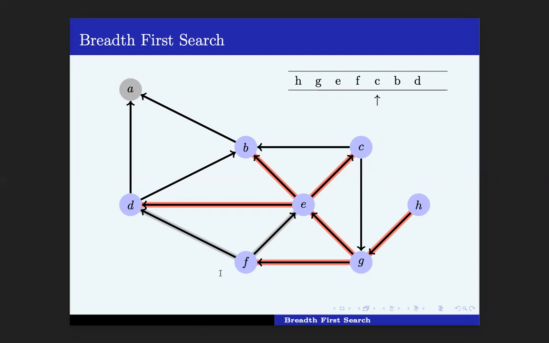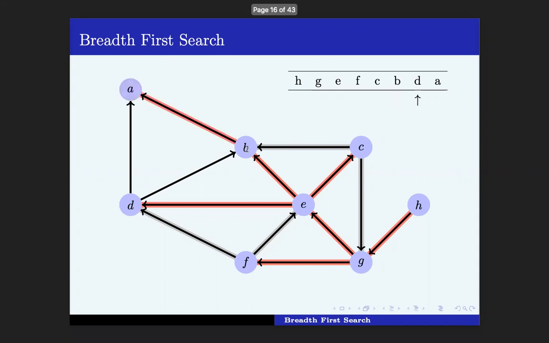Now I go to level 3. Which vertices are there? C, B, and D. I'll go to C first. C has 2 neighbors, B and G. Both of them are already visited, so there's nothing else to do. We are done with C, but level 3 is not yet done, so we go to the next vertex in level 3, which is B. What are the neighbors of B?